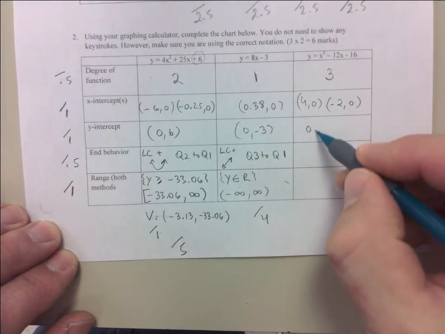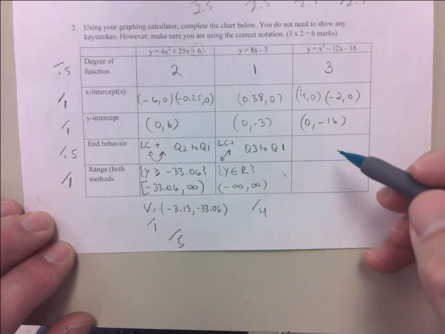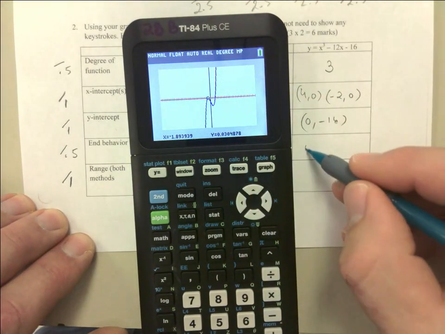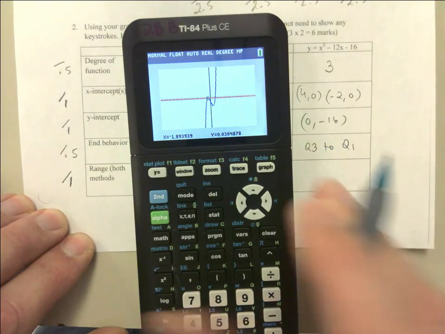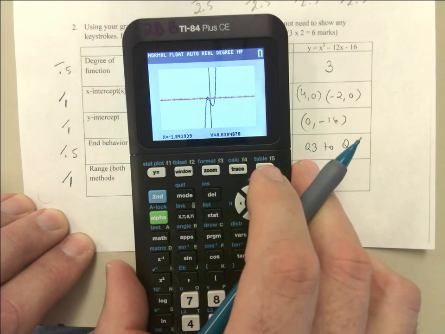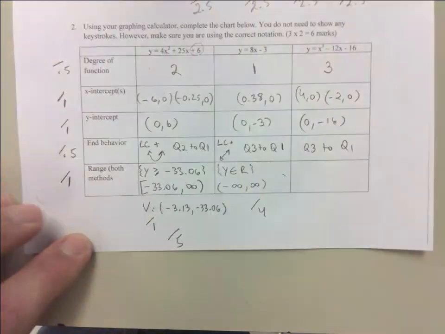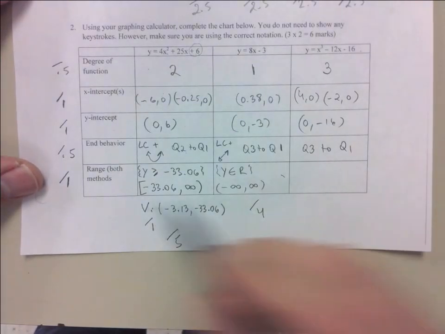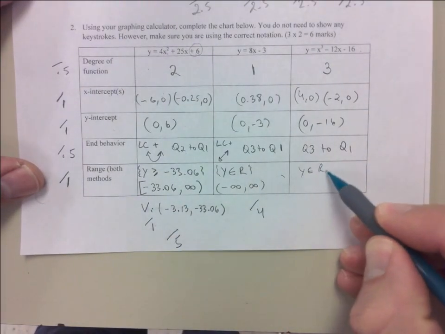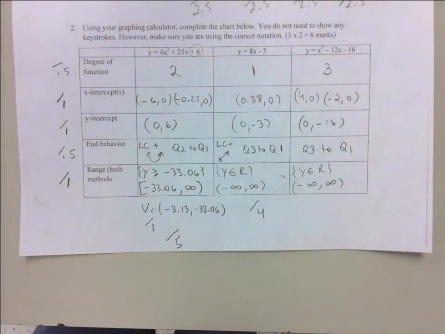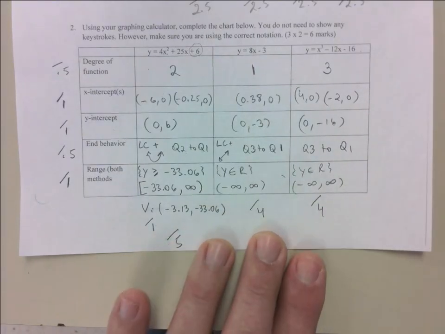The y-intercept is just 0, -16. The end behavior, you can look at this, right? It goes from Q3 to Q1. So Q3 to Q1. By the way, that's always something you can do. Just enter it into your calculator and go from there. Okay? If you're not sure what the end behavior is, and you have the equation, type it in. Range, same. It's all real numbers, and it goes from -infinity to +infinity. Just make sure there are no square brackets anywhere. 4 marks for this one.